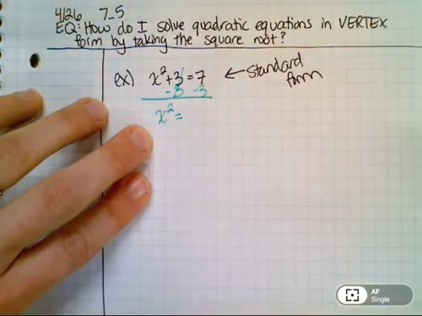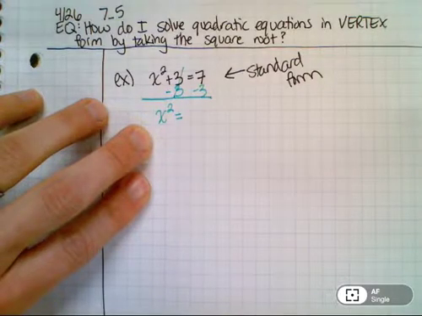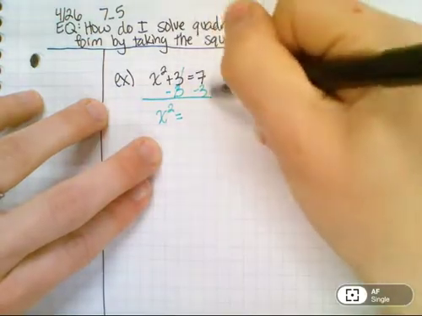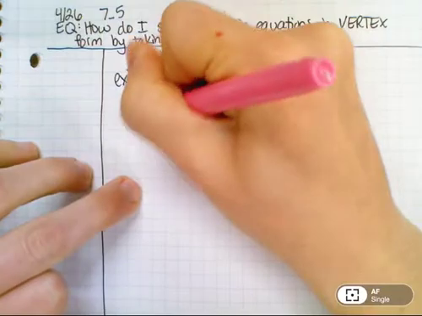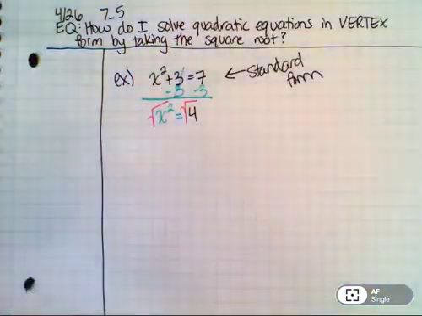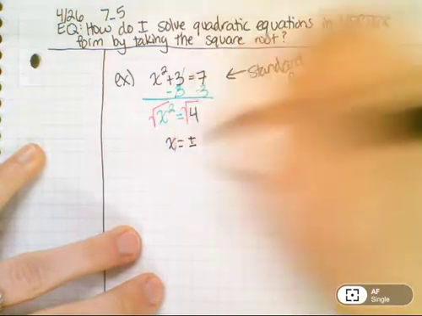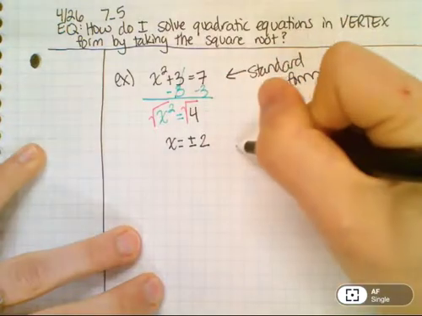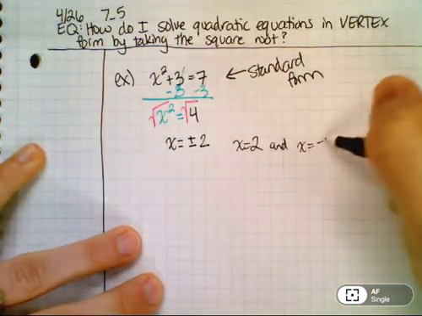And I'd actually like you guys to finish this up. I want you to tell me what x is equal to, remembering that there are going to be two answers here. Okay, so hopefully you figured out 7 minus 3 is 4. Then we have to take the square root on both sides, square root the left, square root the right. Whenever you take the square root on both sides, you need this plus or minus symbol. So x equals plus or minus the square root of 4, which is 2. So this means x equals 2, and x equals negative 2.